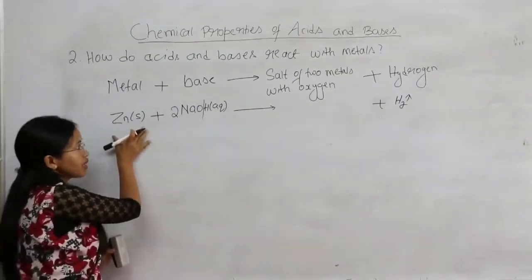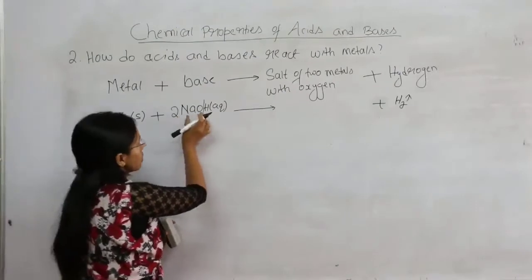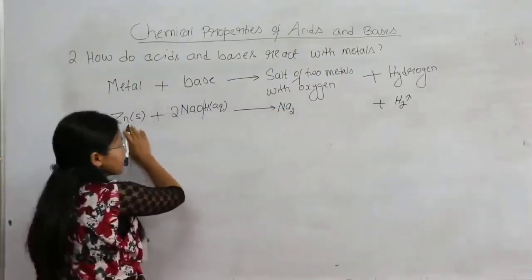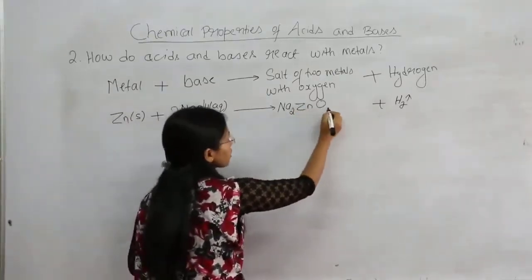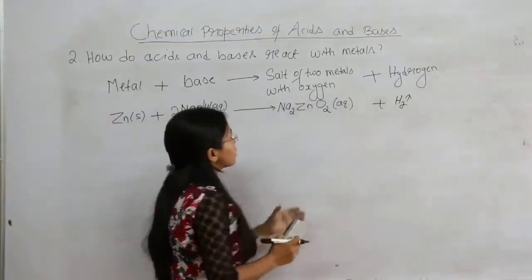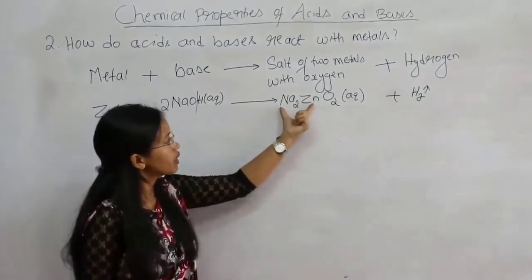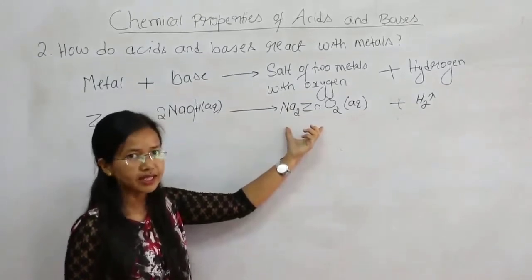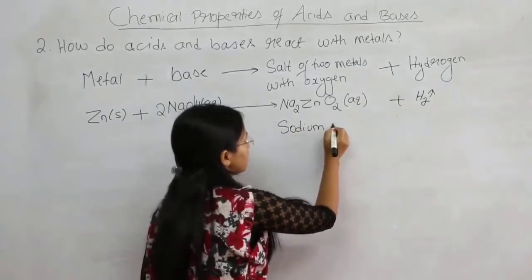What will happen? Metal will combine with the remaining of the base. You are going to get, we have 2 sodium here, Na2, and then react with zinc, Zn, and again 2 O2, right? So this is the compound. We have salt of 2 metals with oxygen, and this salt is named as sodium silicate, right?